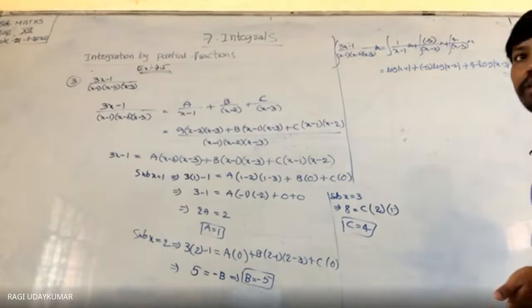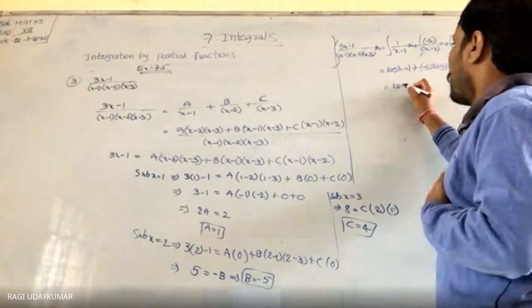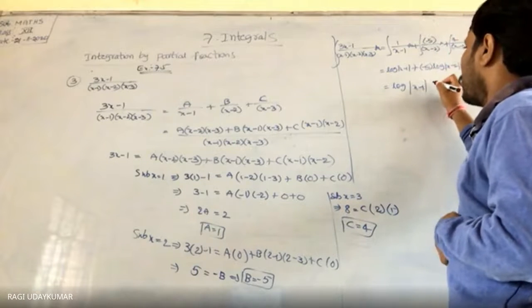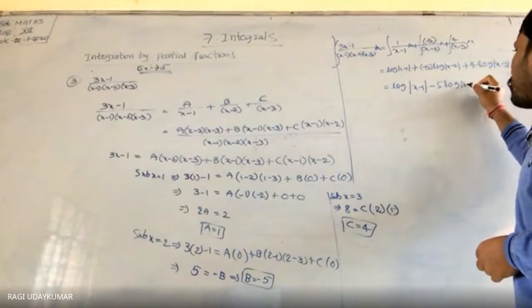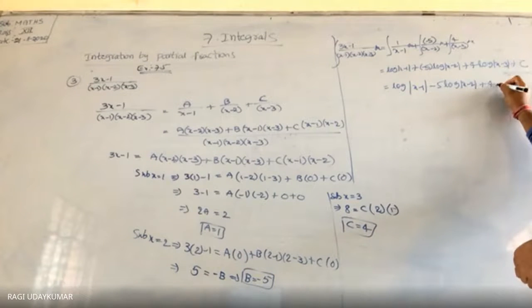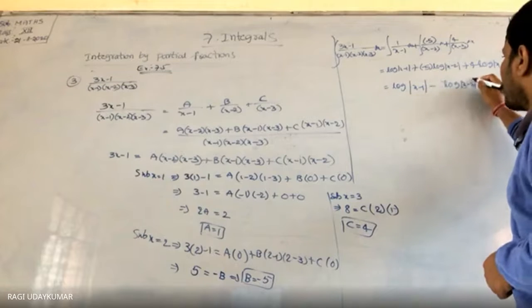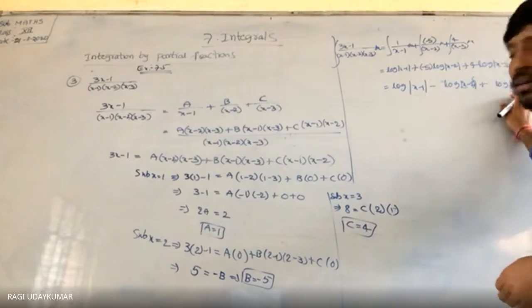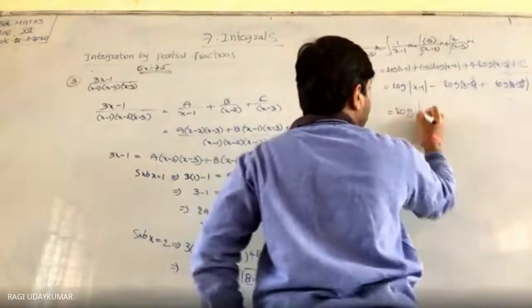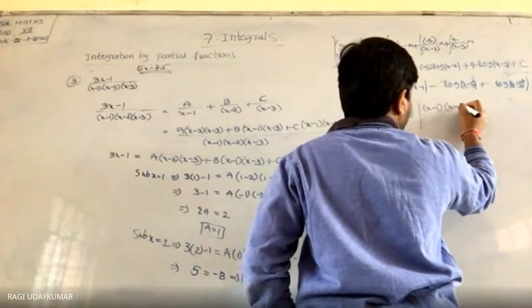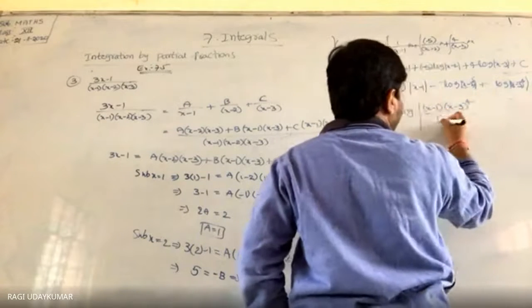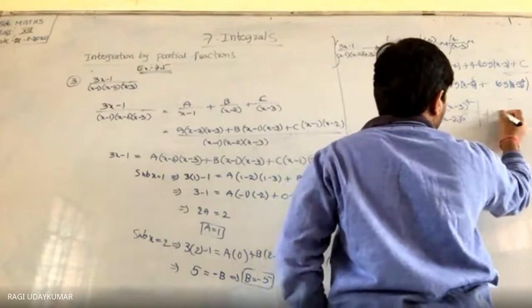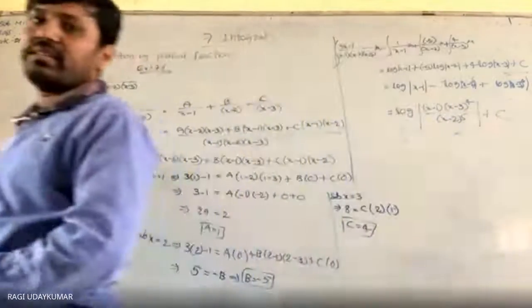और इसको सिंप्लीफाई करना है तो you can simplify it. You can write logarithm of modulus of x minus 1 minus 5 into logarithm of x minus 2 plus 4 into logarithm of x minus 3. ये 4 ऊपर लेके जा सकता है x minus 3 whole square, ये 5 भी इधर लेके जा सकता है x minus 2 whole to the power of 5 plus c. ये logarithms प्रोडक्ट कर सकते हैं, so you can write this as a single logarithm of modulus x minus 1 into x minus 3 whole to the power of 4 divided by denominator x minus 2 to the power of 5 plus c. This is the final answer.